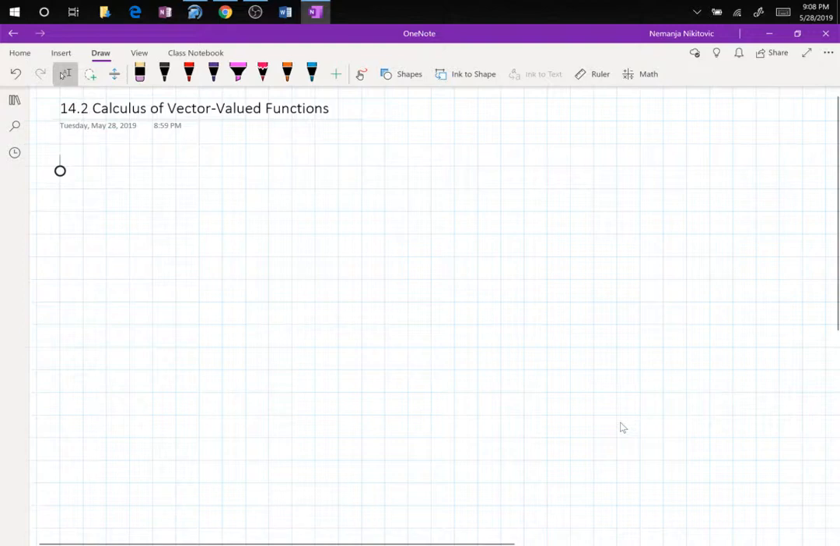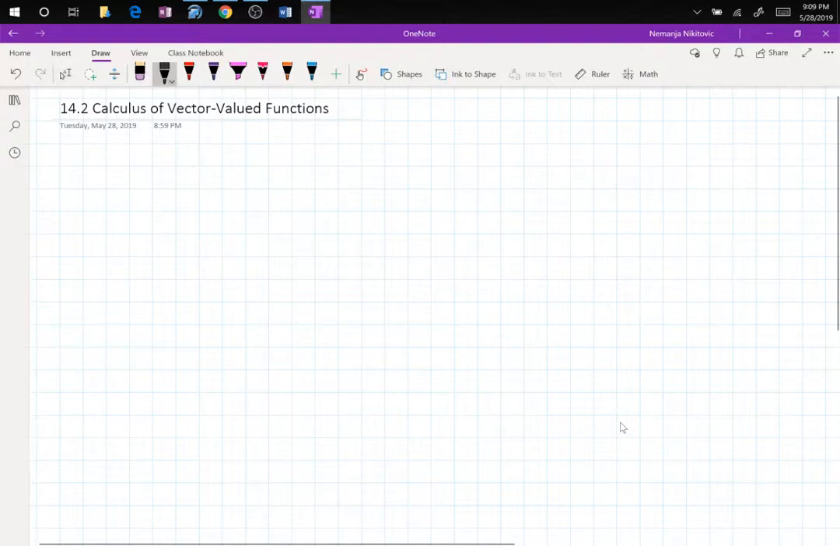Hello and welcome back to Calculus 3, section 14.2 on calculus of vector-valued functions. A vector-valued function is just a vector that consists of three functions in it, one for x, one for y, and one for z. And now we are going to apply calculus to it, mainly the limit, derivative, and integral.